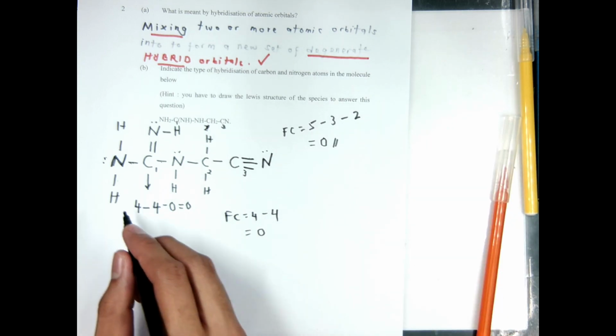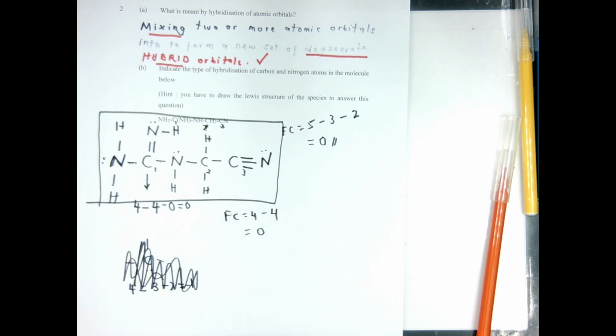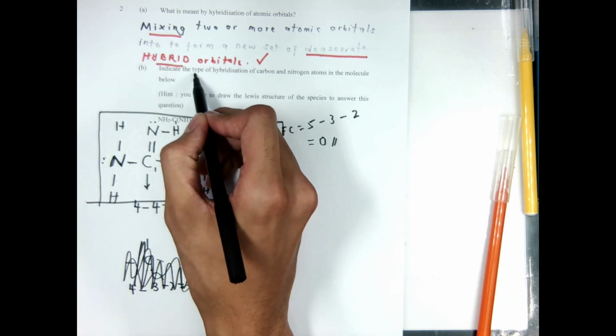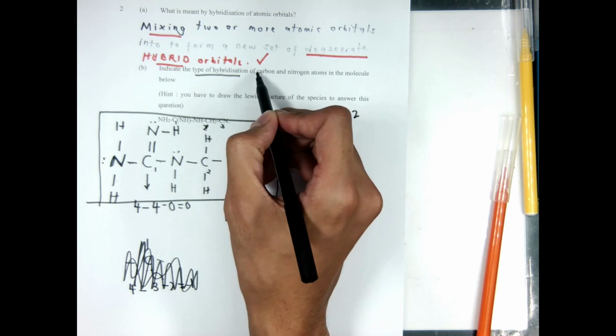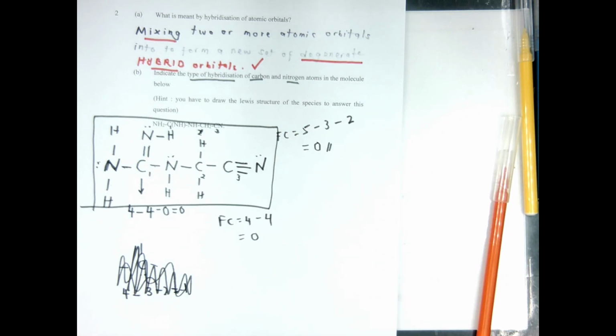So once you have the correct structure, which is this one, you need to indicate the type of hybridization that happens at the carbon and nitrogen atom in the molecule below. So now, let's do that.